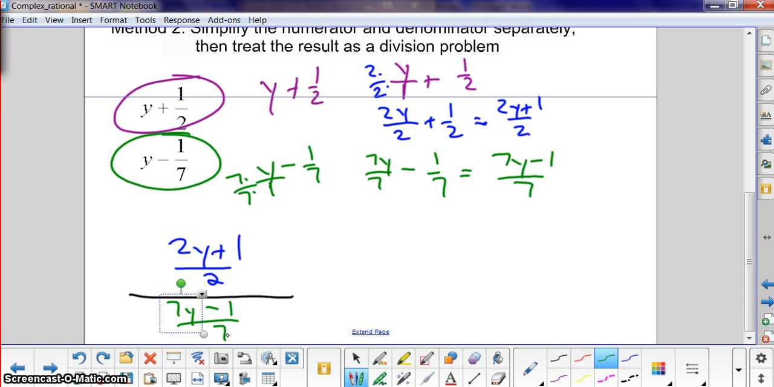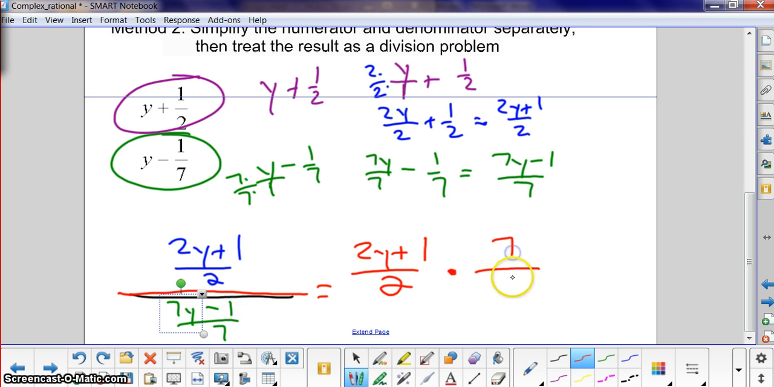Now, I talked the other day in section 6.2 about dividing fractions. Instead of dividing by a fraction, we should think of it as multiplying by the reciprocal. So instead of dividing, I'm going to do times. So this division has just turned into times here. But now instead of dividing by 7y minus 1 over 7, I'm going to multiply by 7 over 7y minus 1. Now here I have two fractions being multiplied together.